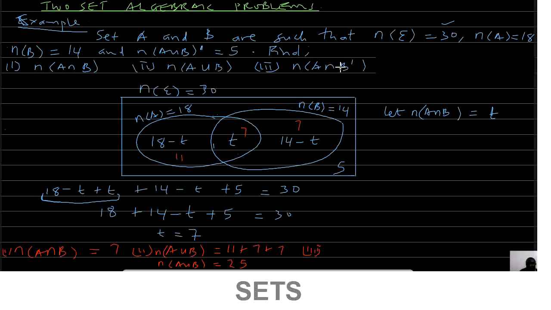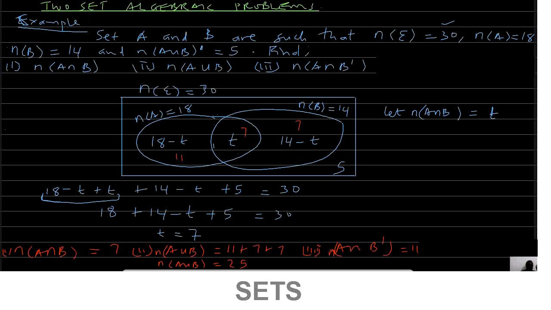The next one, number 3: the number of elements in A intersection B complement. Complementing B means we shade over the whole of B. In other words, that is A only. A only has 11 members. So A intersection B complement has 11 members. So that is our first number. The first step is to put your information in the Venn diagram.